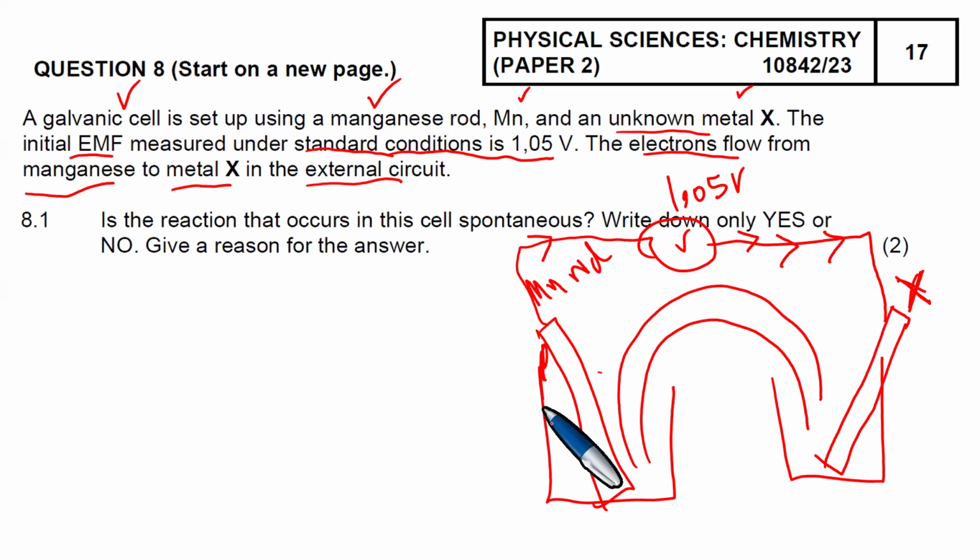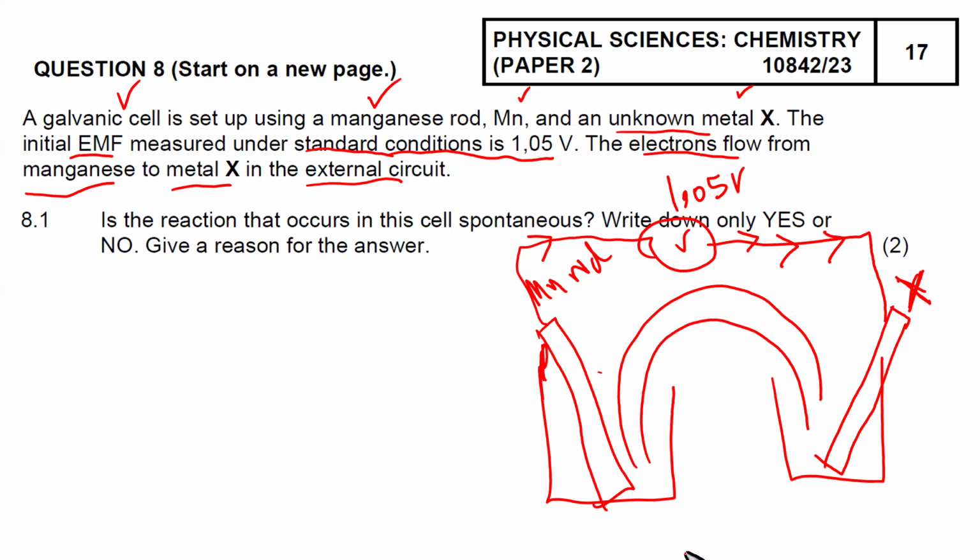In the external circuit, this is happening in the wire, is the reaction that occurs in this cell spontaneous? Write down only yes or no. Give a reason for your answer. They're asking you the question, is this reaction spontaneous or not? Because you're just connecting the manganese rod with a metal X, and then suddenly you put a voltmeter here, boom, you're able to see that there's potential difference, and the electromotive force is 1,05 volts.